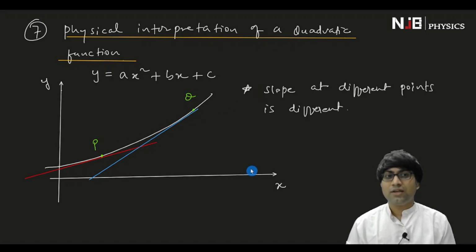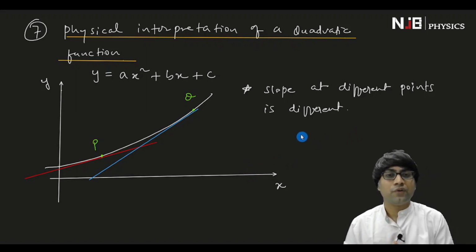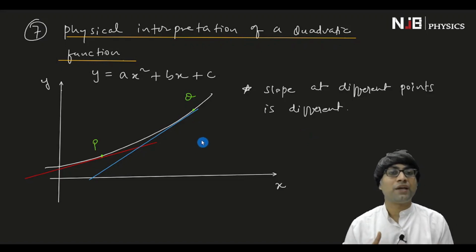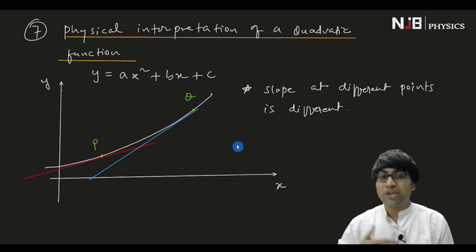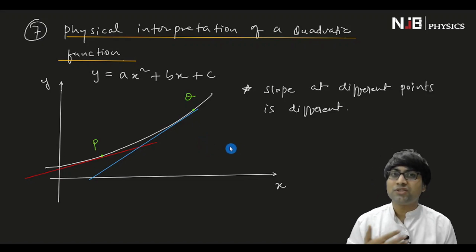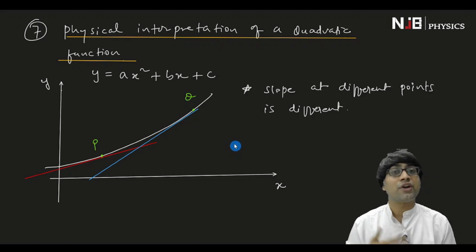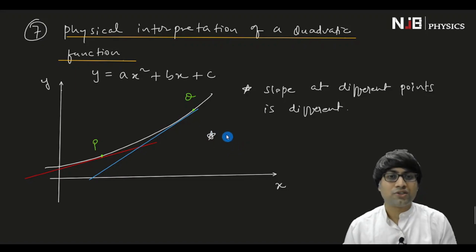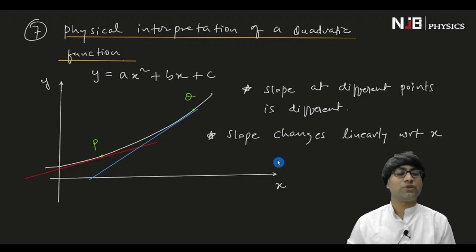Well, as I said, slope at different points is different not just in case of quadratic function but in any non-linear function. However, in quadratic function there is a special thing, that slope is changing with respect to x, but it is not just changing, it is changing at a constant rate. It is changing linearly with respect to x. So that is a second physical interpretation of a quadratic function, that slope changes linearly with respect to x. And in fact, we are going to look for the proof of this statement when we talk about the differential calculus.